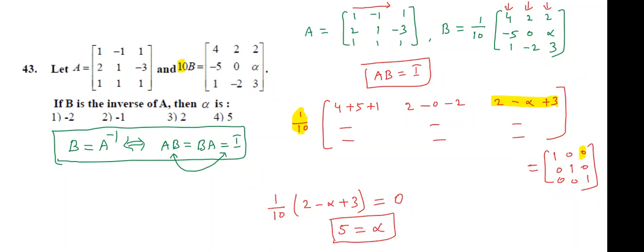This is the answer. Which option is correct, students? Fourth option. That's why read the question carefully and apply the conditions. Here what they have given is, if B is the inverse of A, B is equal to A inverse. When is it possible? AB is equal to I or BA is equal to I. I have taken AB is equal to I. This is the A matrix, this is the B matrix, then multiply both, that is equal to the identity matrix. Comparing the corresponding elements, you will get the alpha value.